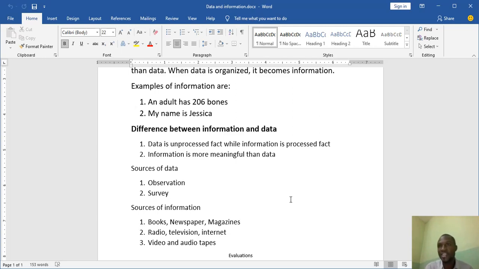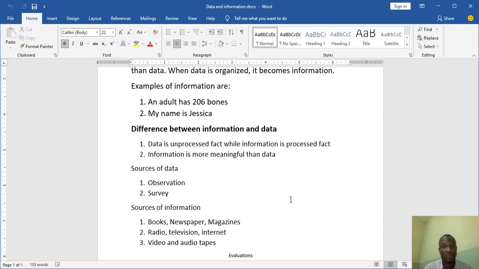Number two is survey. Survey is like a questionnaire, things you write to give to people so that you can get some data from them. When you grow up, you're going to do more surveys. Now, sources of information. We can get information from the following: one, books. Yes, you read your books to get information.